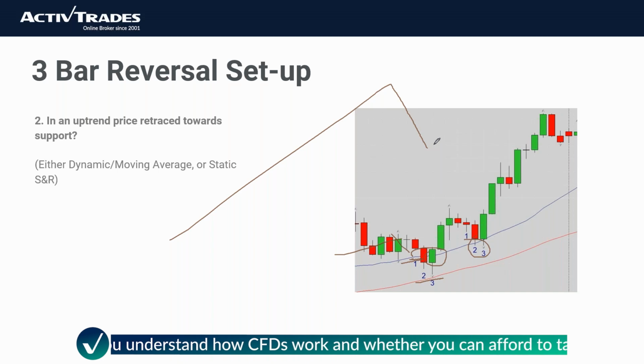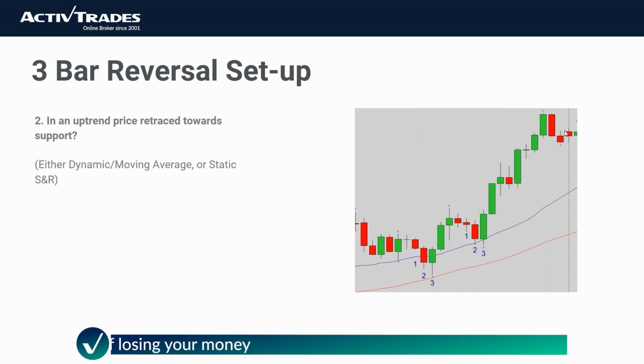That can be dynamic in the version of a moving average, or it could be static, so maybe a horizontal level of support resistance, maybe a big round number, etc., that we've seen price is interested in. So that's kind of the second step of what we are looking for.